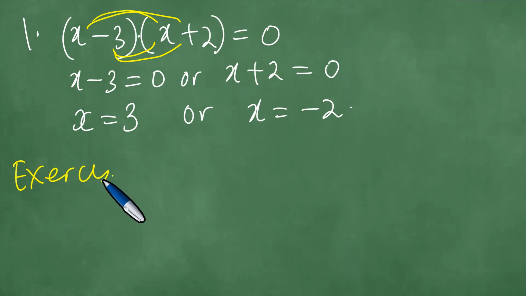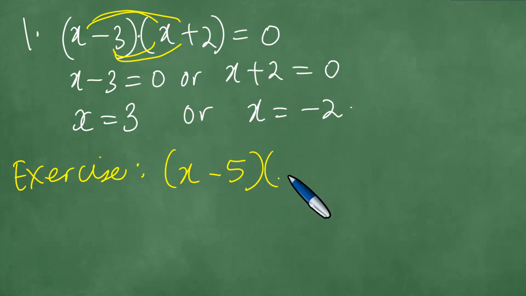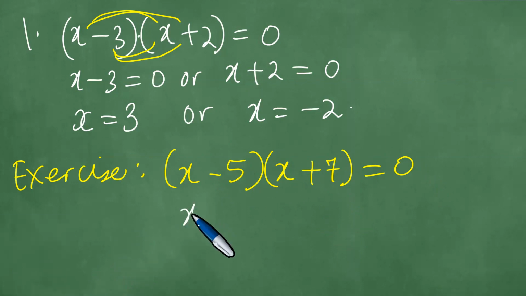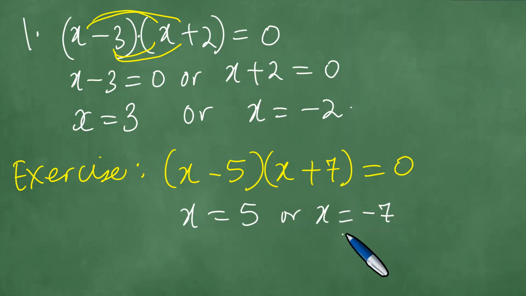x minus 5 into x plus 7 equals 0. What do you think the answer is to this one, Pekhalelo? Please do the one in yellow. I think x is equal to positive 5 or x is equal to negative 7. You are a superstar. Either x is 5 or x equals negative 7. So the equations have to be way too easy this way.